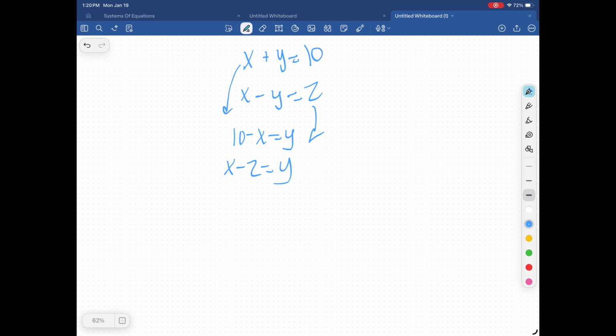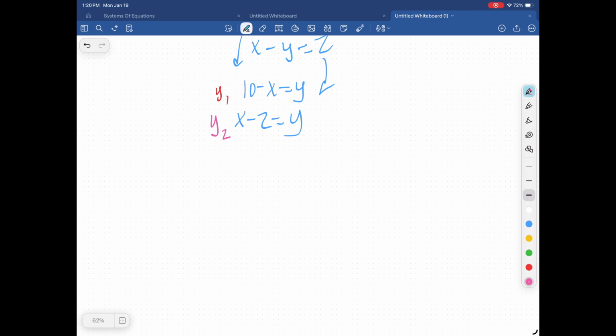Now for these ones, I'm going to call the top one y1 and the bottom y2. And it's important to start building these good graphing habits, and then table habits. So we're going to have y1, y2, and then the x.